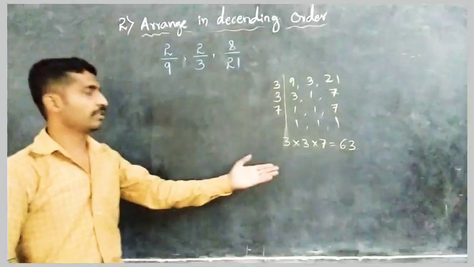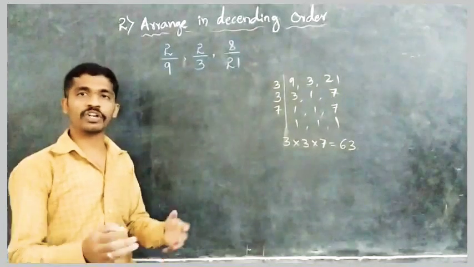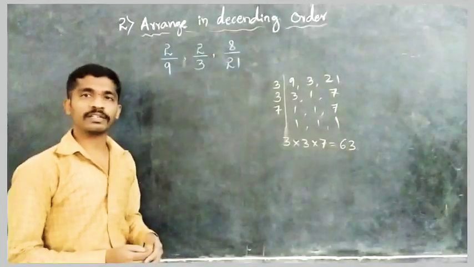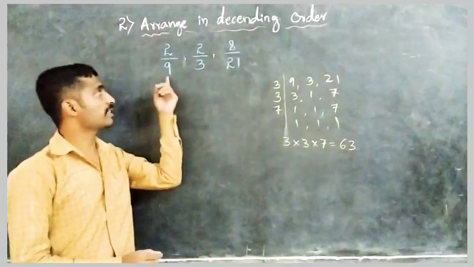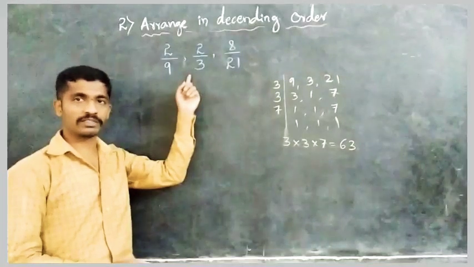Okay. Now you have gone through the long division method. In the shortcut, how to do? 21 is there. So start the table of 21. 21 ones are 21. So 21 is not there in 9 table, but is there in 3 table.